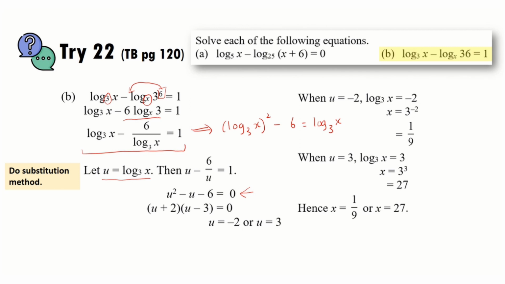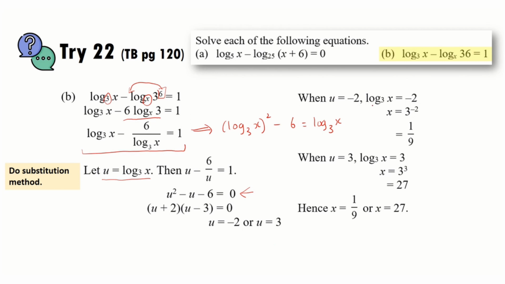Okay, so the whole idea of using this substitution method is to get something very neat for us to work with. If you are very good algebraically, you may want to skip away with this method itself. So seeing that u equals -2 or u equals 3, we need to be reminded that this is not the final answer. We are trying to find out the value of x.